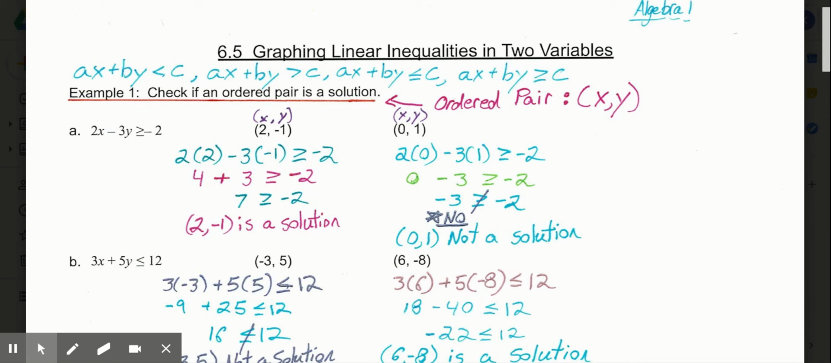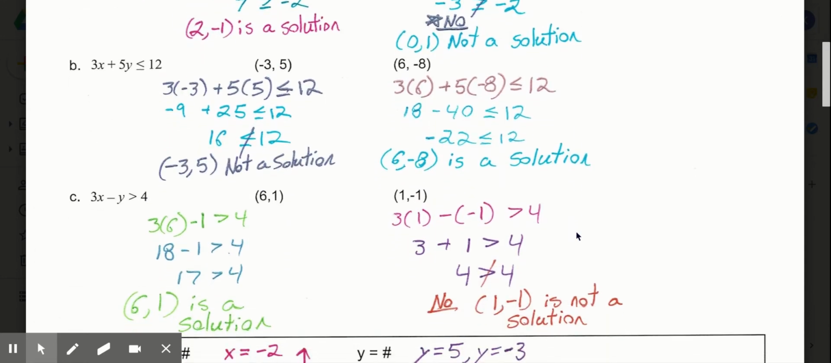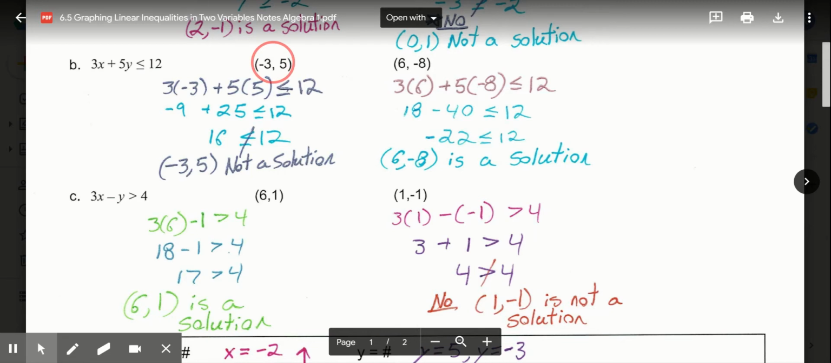Looking at the second part, we're checking 0, 1. So plug a 0 in for x and a 1 in for y. We end up with 0 minus 3 is greater than or equal to negative 2, which gives us negative 3 greater than or equal to negative 2. This is not true, so 0, 1 is not a solution. In B and C, we are going to do the same thing: take our x, y and plug them into the inequalities and check.